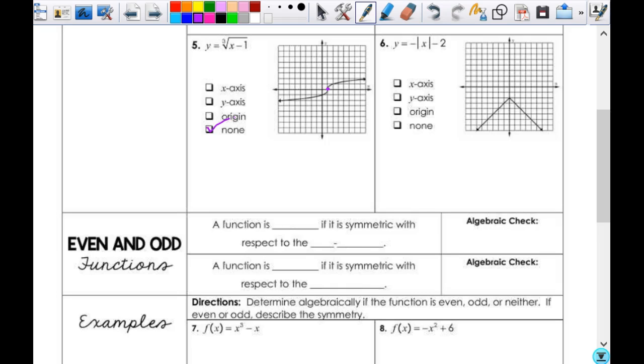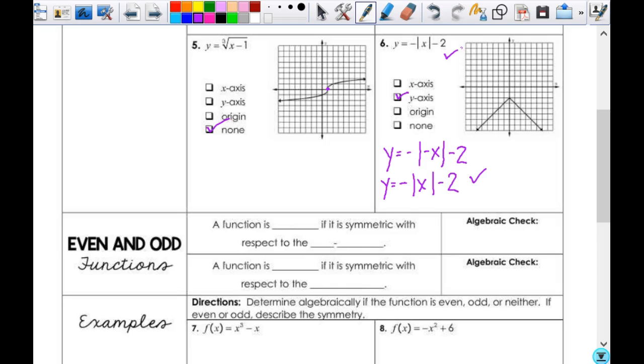All right, so look at number 6. X-axis, y-axis, origin, or none? Y-axis. This is my line of symmetry, right? So that means I replace the x. So this is y equals negative absolute value of negative x minus 2. So what is the absolute value of negative x? X. So negative absolute value of x minus 2. And these are equivalent. Okay. We okay with that? Easy enough?